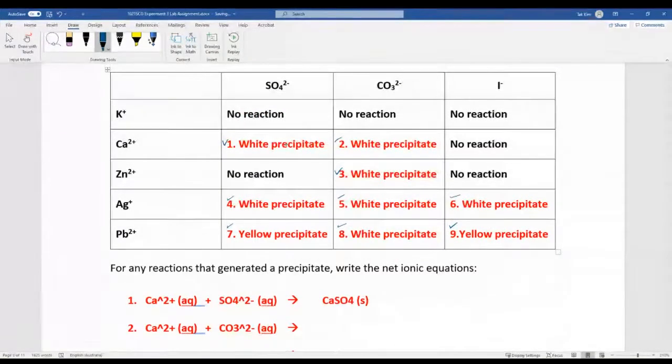So you mix calcium, which is over here, and the sulfate anion. Although they started with aqueous solutions, eventually you make a solid. So when it comes to the ion equation, you don't really have to worry about spectators.